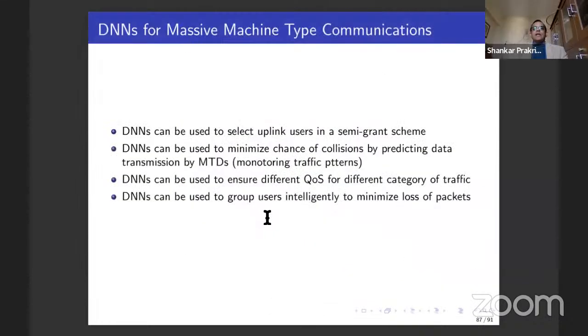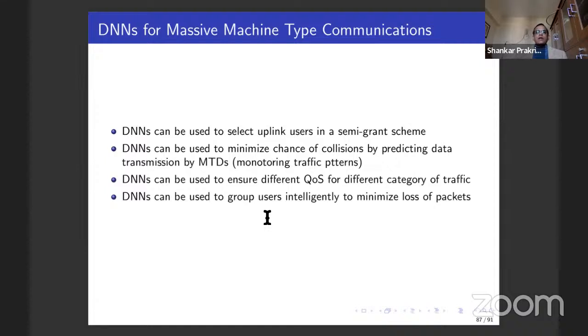DNNs can be used to select uplink users in a semi-grant scheme. Which users should transmit on the uplink? If it is semi-grant, that means you're not allowing every user to just shoot data. You're allowing a certain subset of users. You can select which users can transmit uplink, what power they can use, and so on, so that you minimize the chances of collision.